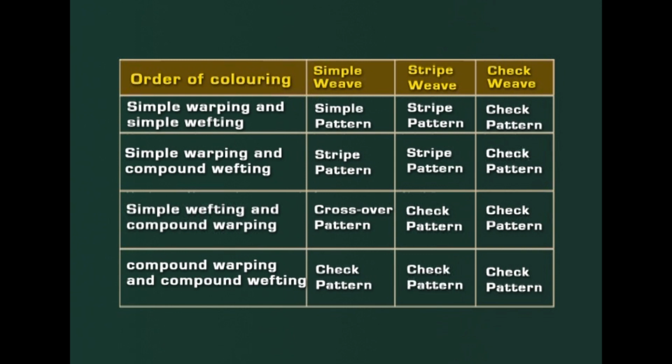And coming to the third one, that is simple wefting and compound warping, it will have a crossover pattern in case of a simple weave, it will produce a checked pattern in a striped weave, and also a checked pattern in a checked weave. And coming to the last one, compound warping and compound wefting, in all the weaves, whether it is a simple one, a striped weave, or a checked weave, it produces only checkered patterns.